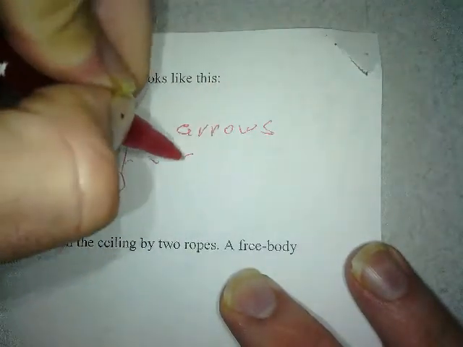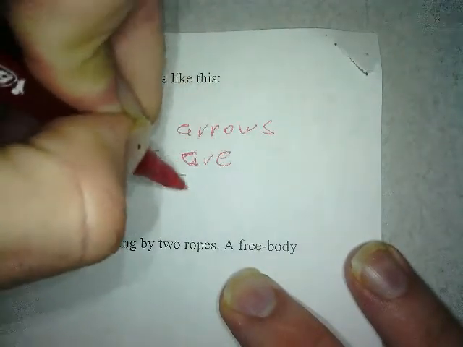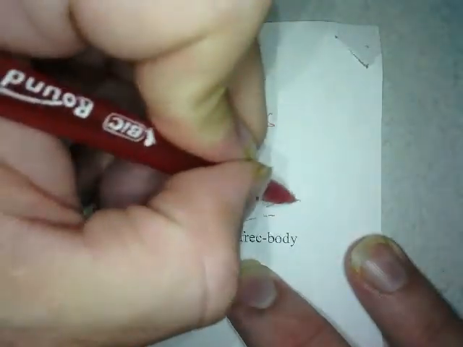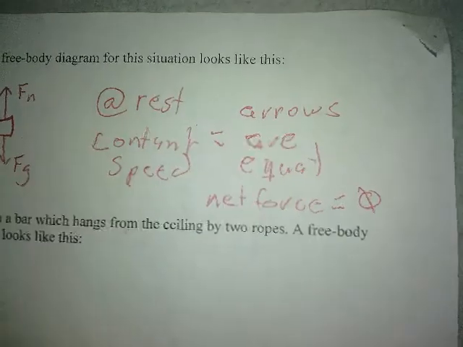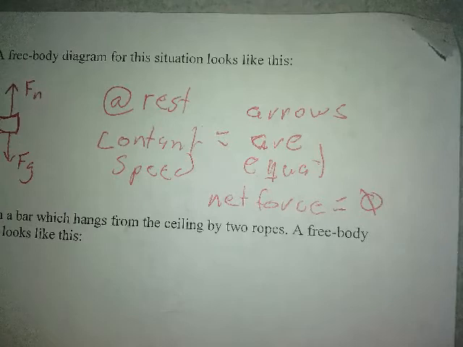So the length of the arrows are equal because our net force is equal to 0. So if our net force is equal to 0, the object is either moving at a constant speed or it's at rest. If it's accelerating, then that will be at the time you will have different sized arrows.